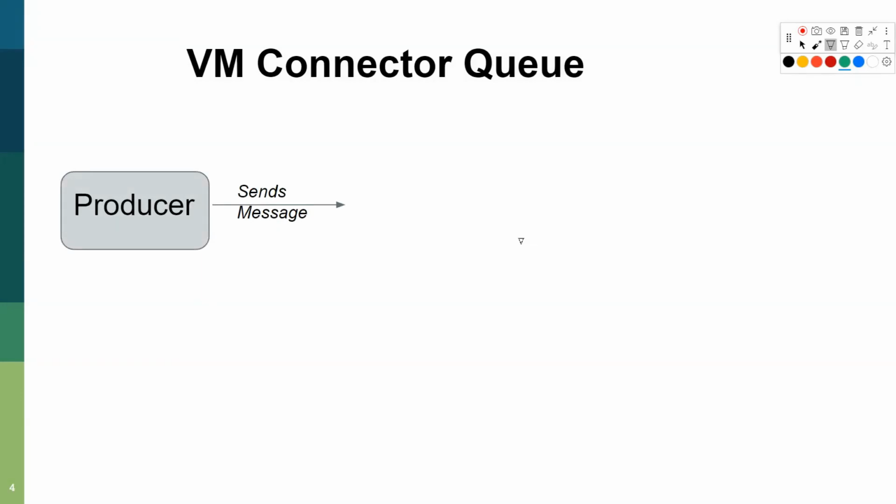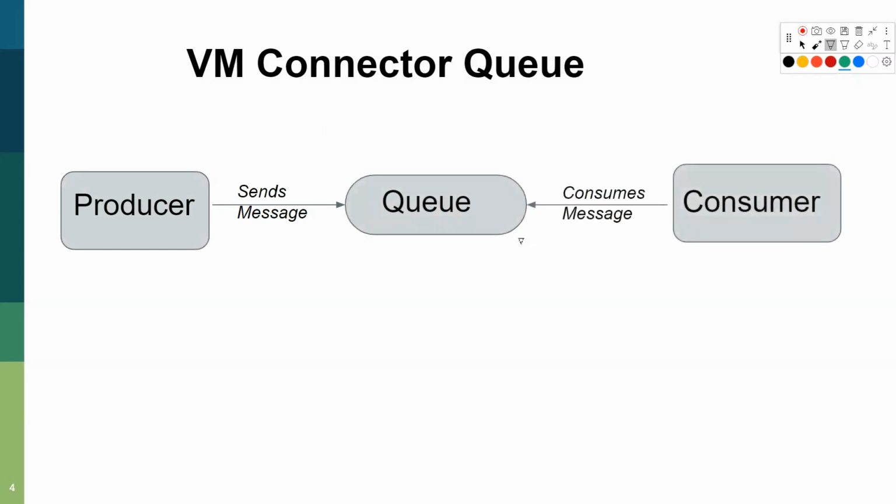When we talk about queues, we have producers that send data to the queue, and we have consumers that consume the data from the queue. Producers send the messages to the queue, and the consumers consume the message from the queue. So when we talk about JMS or the VM connector, a publisher sends to the queue. When we say publish, it means send it to the queue. And when we say consume, it means get it from the queue.